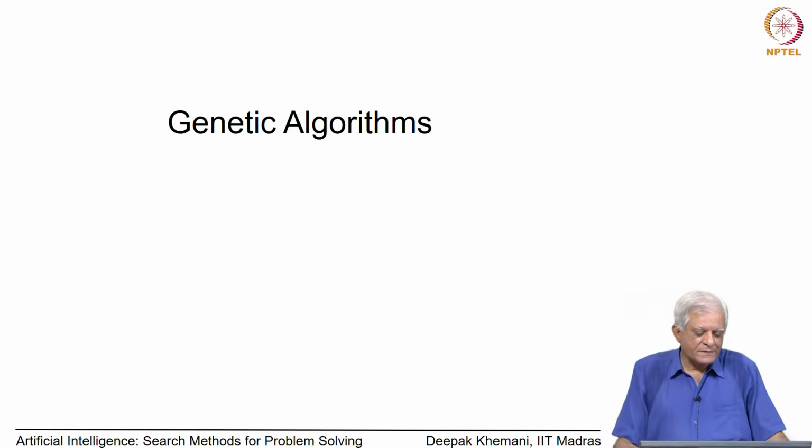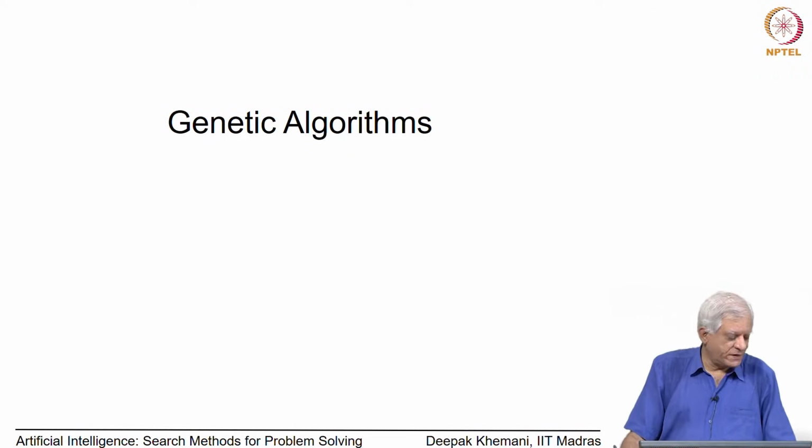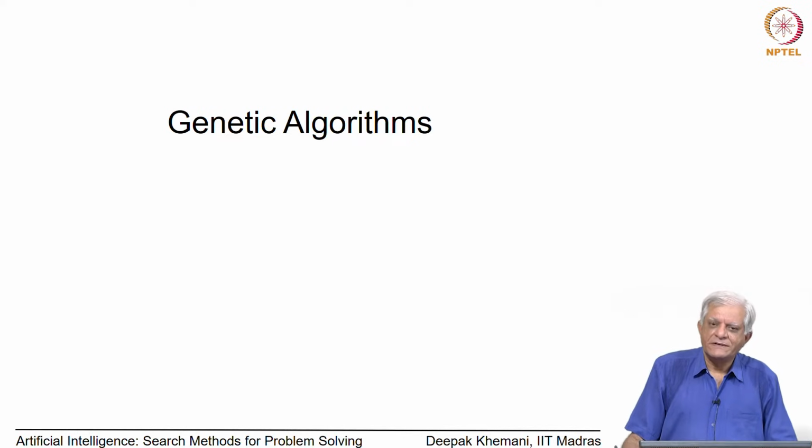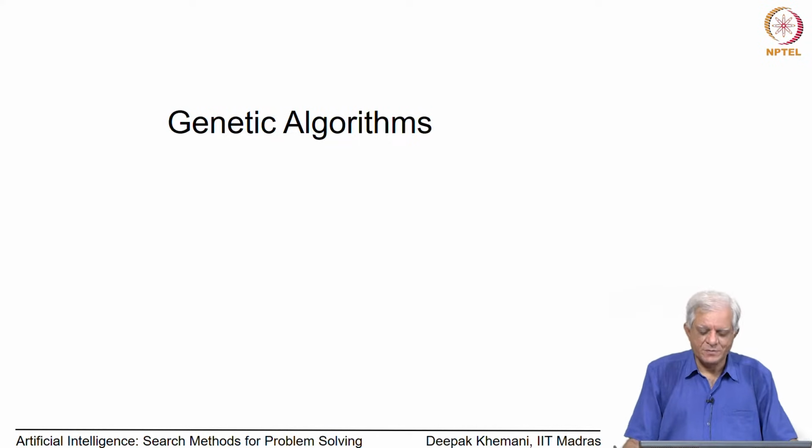Welcome back. Let us continue our study of genetic algorithms, which, you may recall, is an optimization method inspired by nature, because nature keeps improving the design of life forms, of creatures, and it does it through a process of natural selection, and the genetic algorithms are inspired by this process.